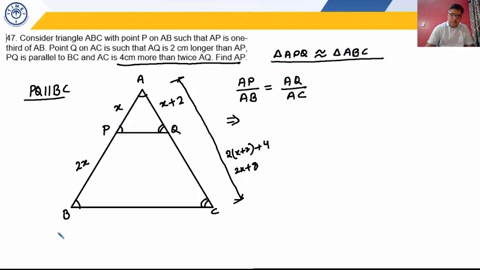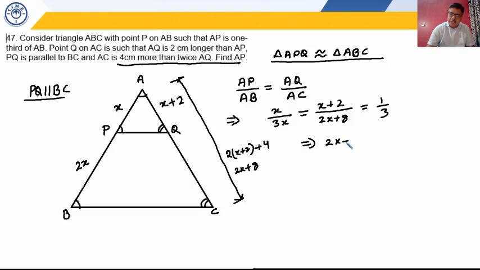So AP upon AB is AQ upon AC. AP is how much? X. AB is how much? 3X. AQ is X plus 2. And AC is how much? 2X plus 8. Can I say this is 1 upon 3, because X upon 3X is 1 upon 3?